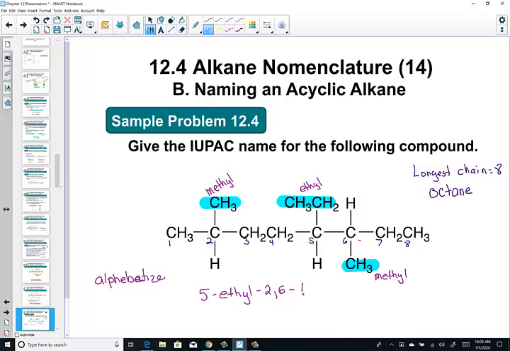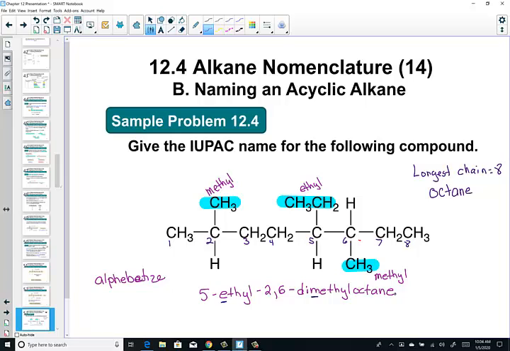We see 2 methyl groups. Emphasize that we do not use the prefix di when alphabetizing. E becomes the first in this name because it's before an M in the alphabet. Don't use di, tri, and so forth when you're alphabetizing. Do not separate letters in the name. You just keep going. We said that the last name would be octane.